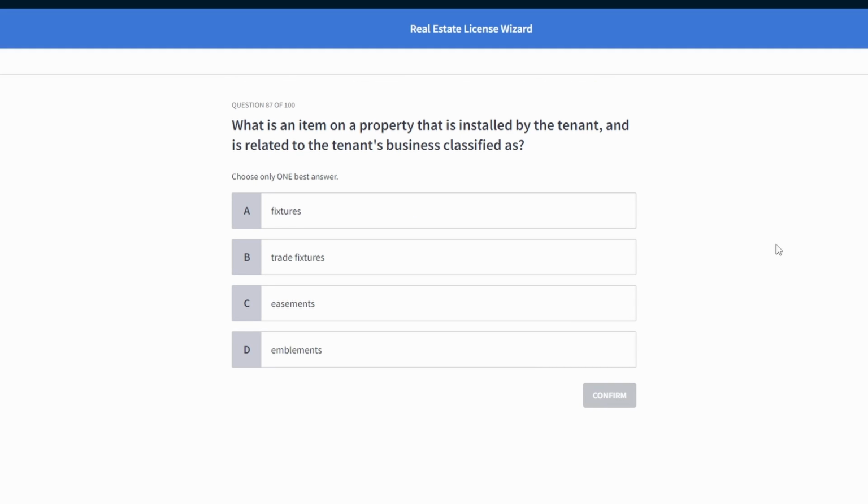What is an item on a property that is installed by the tenant and is related to the tenant's business classified as? A, fixtures, B, trade fixtures, C, easements, or D, emblements. So take some time, think about that one.